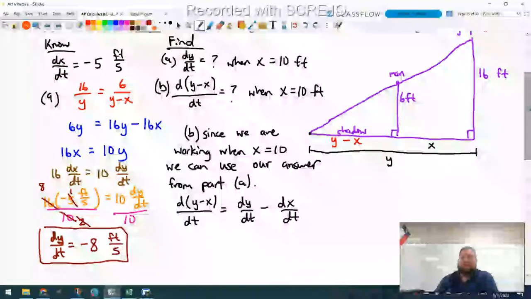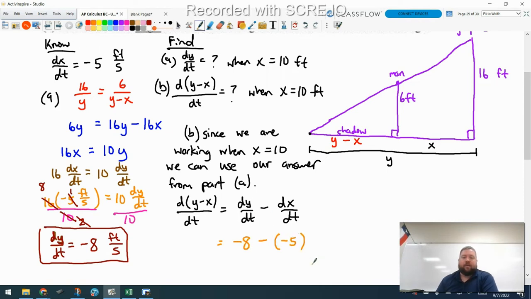All right, well, now since we can use our answer from part A, we can plug in -8. So this is equal to -8 minus, and then we already knew that dx over dt was -5. All right, so that's -8. I probably should have included my units in here. Feet per second is equal to -8 plus 5, which would end up being -3 feet per second.